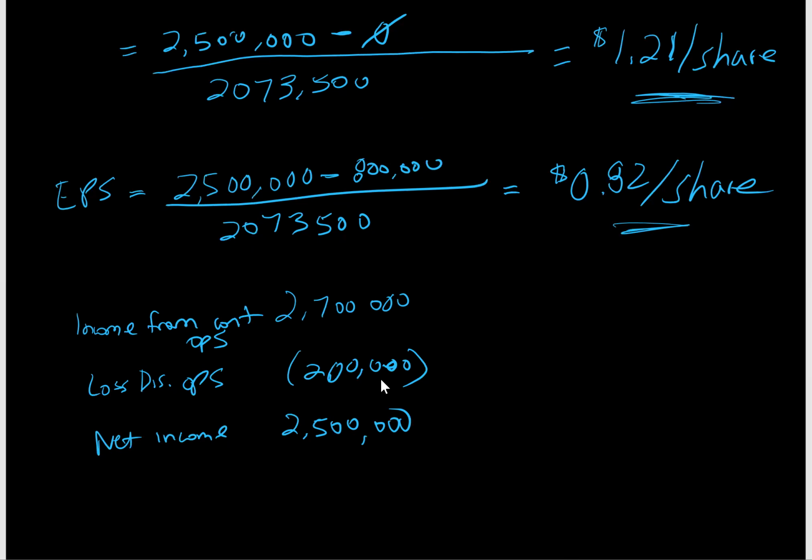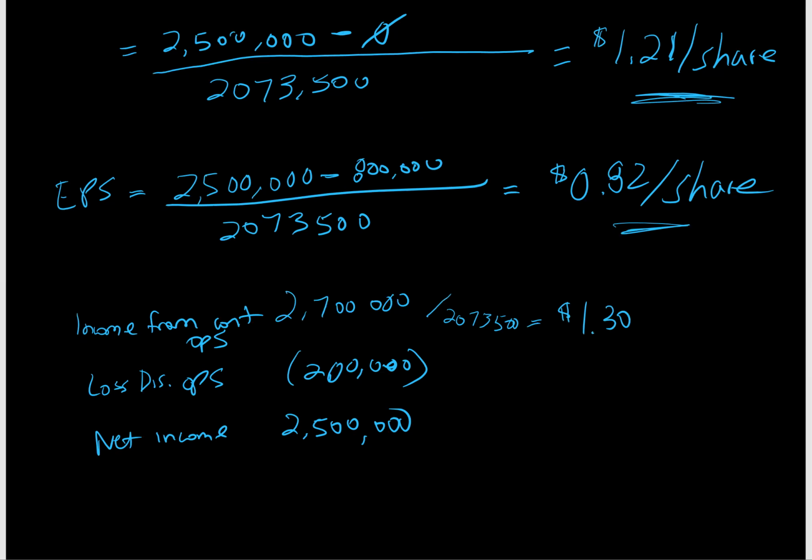So now we need to figure out what our earnings per share numbers are. We're simply going to take this number and divide it by our weighted average shares outstanding, which is 2,073,500. This is going to give us earnings from continuing operations of $1.30.